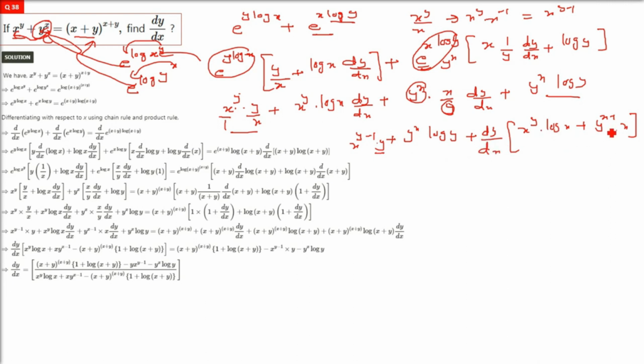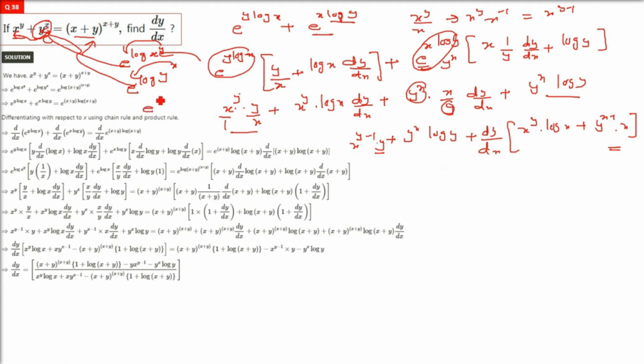Whenever we'll take it on the right hand side, the first two terms you'll find in negative. I'll show you. And whatever is inside dy by dx, that will go in the denominator. Alright. Because there is going to be dy by dx from the right hand side also.